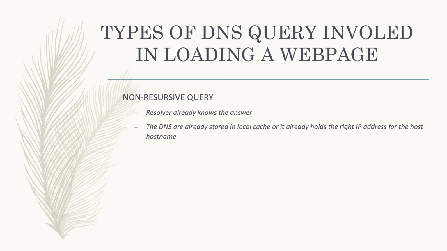So the last but not the least type of DNS query is the non-recursive query. With the non-recursive query, the resolver already knows the answer to what you're looking for, so it's instantaneous. The DNS records are already stored in local cache and it already holds the right IP address for the host name. Because with this one, the right IP address is already stored, so you are just retrieving it from the server to be used.